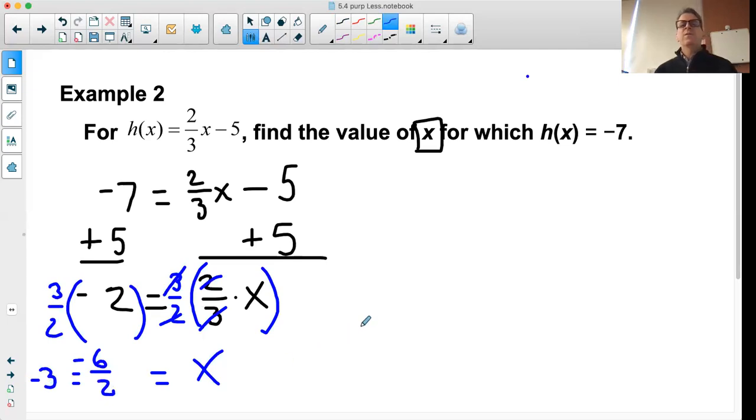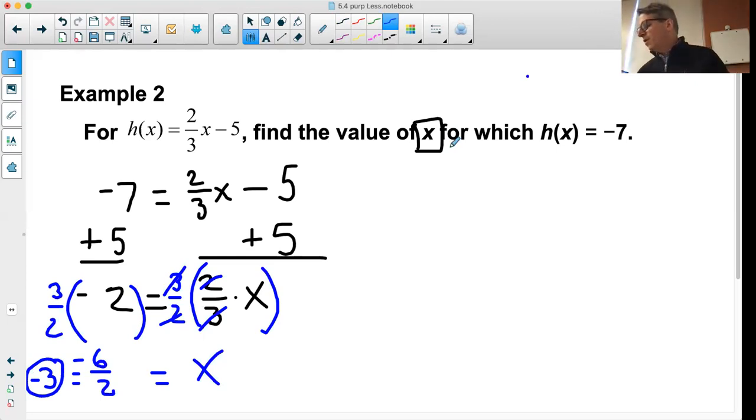So what's the difference here? Instead of being given the value of x to place into our function, we are given the value of the function, and then we found the value of x. In this case, our value of x was -3.